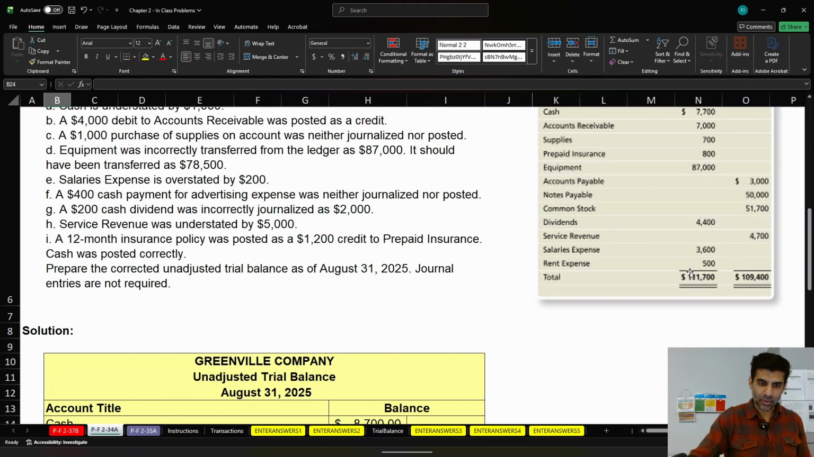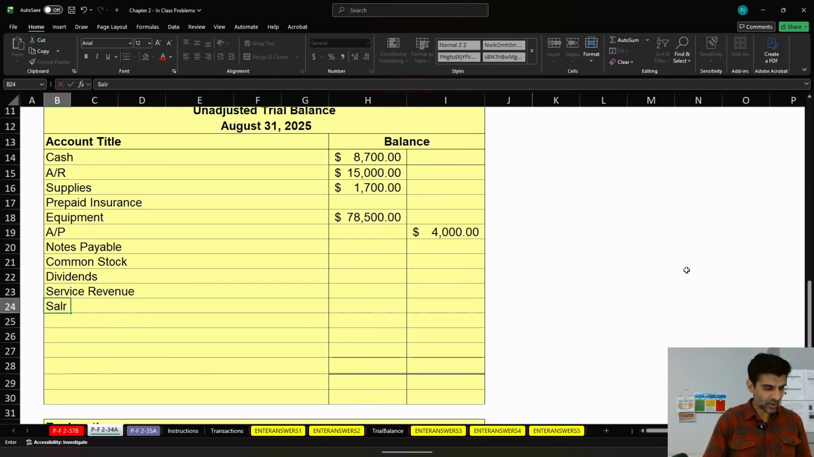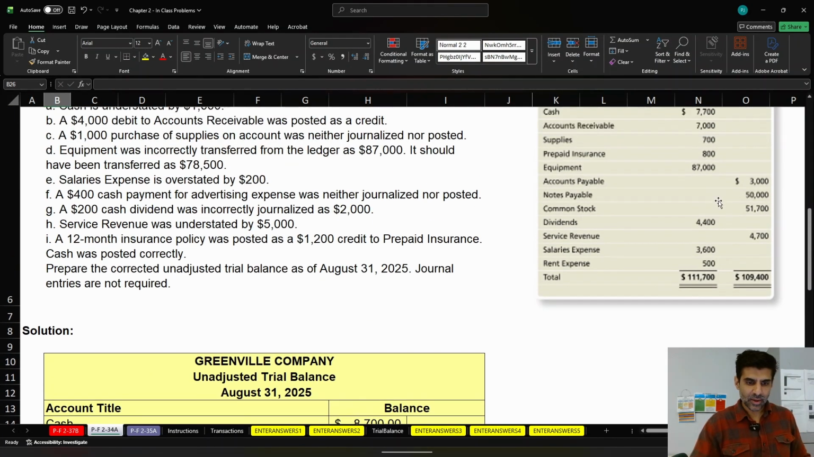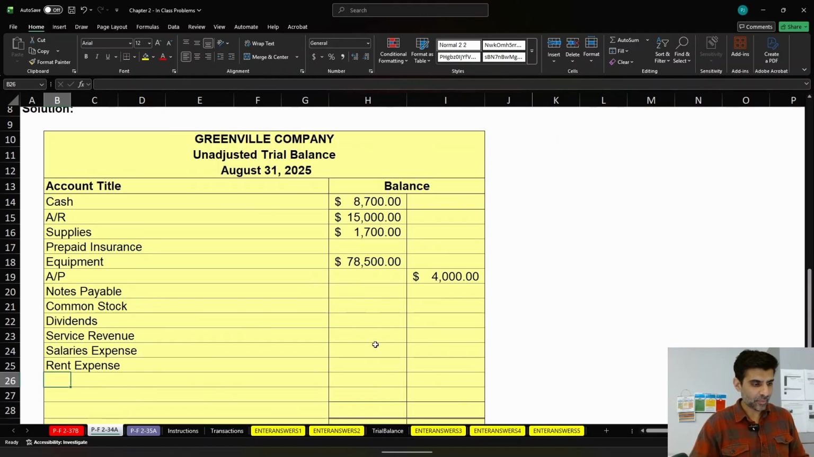I'm just copying the accounts down. Okay, so what did we say? That salaries expense should be 3,400. So I'm just going to make it 3,400.